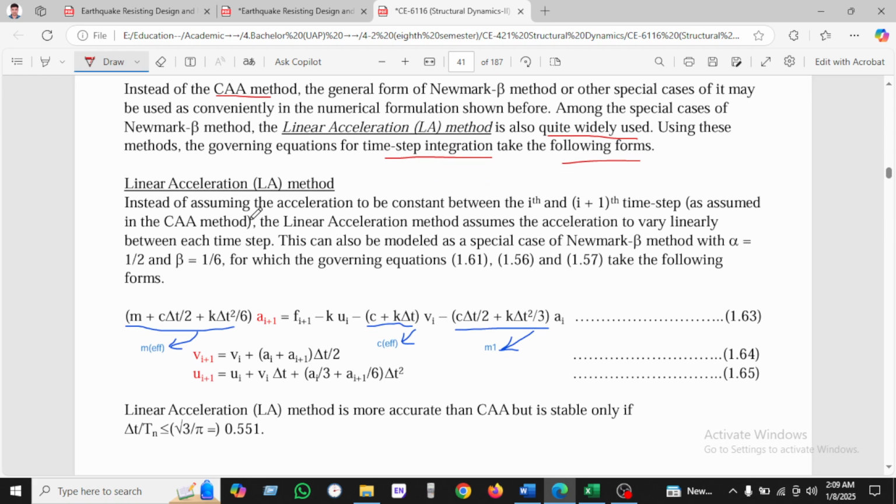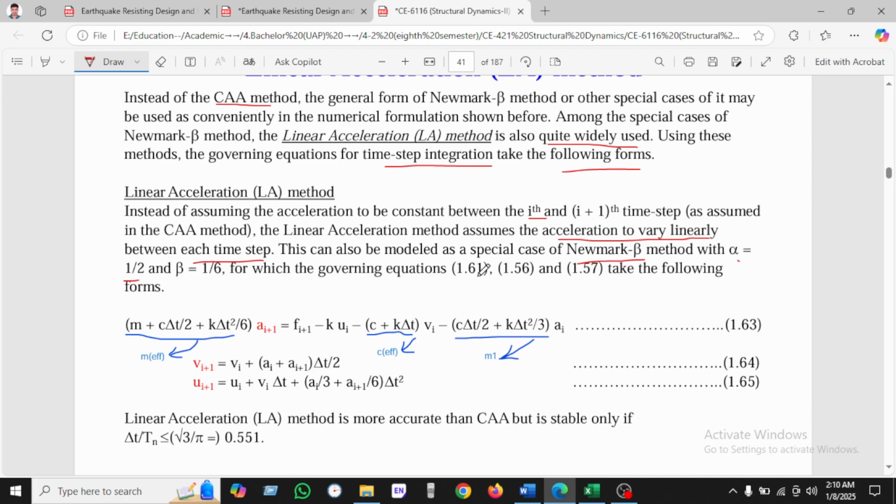Okay, so the linear acceleration method, instead of assuming the acceleration is constant between the i-th and (i+1)-th time step as in the constant average acceleration method, assumes the acceleration varies linearly between each step. The special case is the Newmark-Beta method, where alpha is 1 divided by 2.